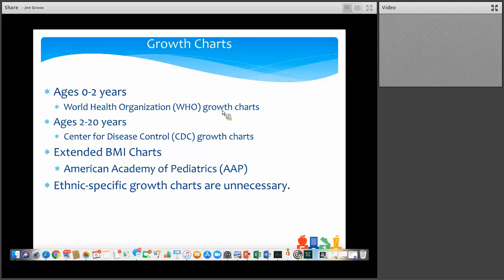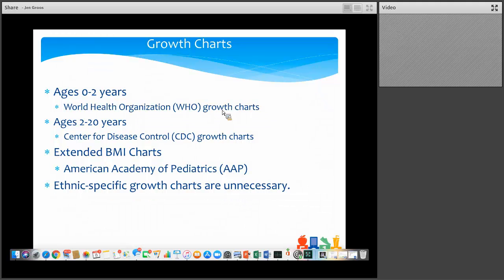So if you're looking at your charts and your growth chart, there's a little box in the upper right-hand corner that tells you which growth chart you're utilizing. And I think most defaults are set so that if they're 0 to 2, the first chart that pulls up is the WHO. If they're 2 and above, it's the CDC. But there's a little box that you can unclick the check mark on, and then it will allow you to change between different growth charts and get access to those extended BMI charts, depending on the EPIC version that you have.